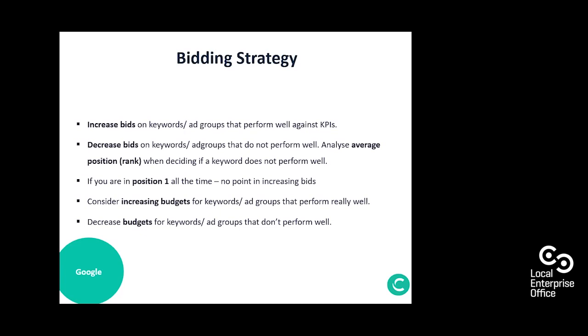But by the same token, if you're position 1 all of the time, obviously there's no point in increasing bids for that, because you'd only really be bidding against yourself. So consider increasing budgets for keywords or ad groups that perform really well, and obviously decrease budgets for keywords or ad groups that don't perform well.